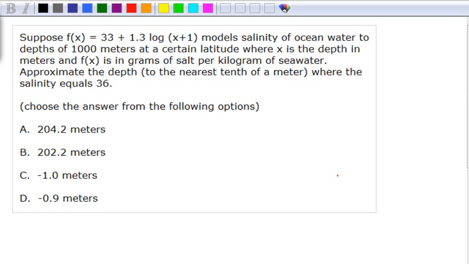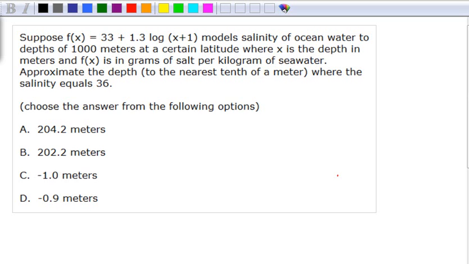By the way, this is an application to log functions. So let's go ahead and read the question. Suppose you have the following function, f of x equals 33 plus 1.3 times the log of x plus 1. This f of x models salinity of ocean water to depths of 1,000 meters at a certain latitude where x is the depth in meters and f of x is in grams of salt per kilogram of seawater. They're asking you to approximate the depth to the nearest tenth of a meter where the salinity equals 36.